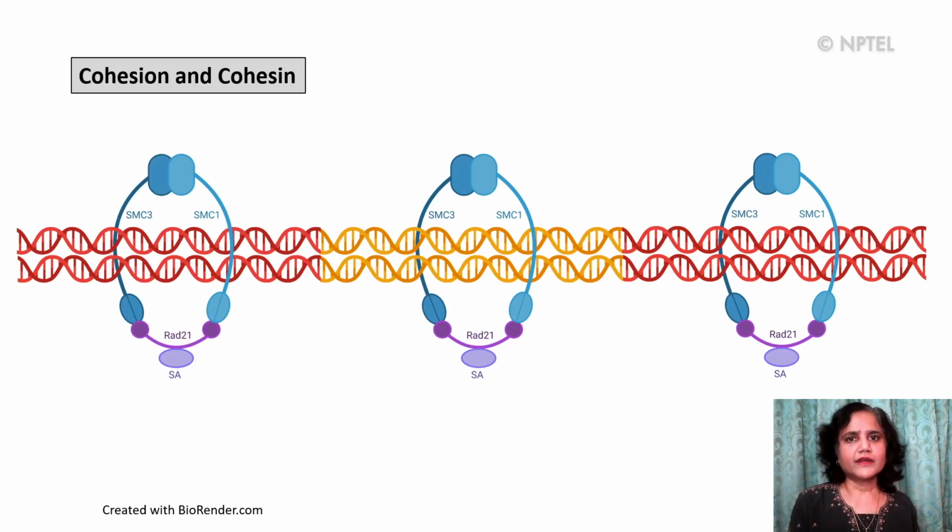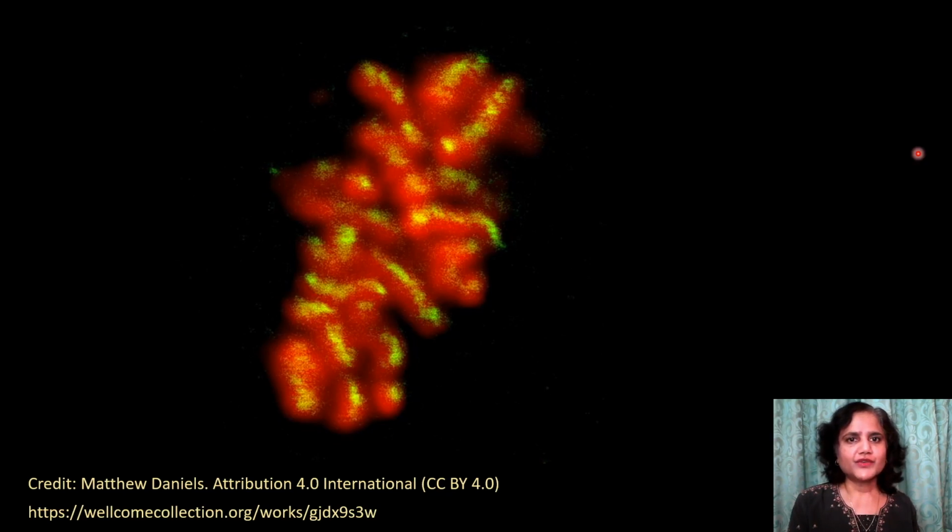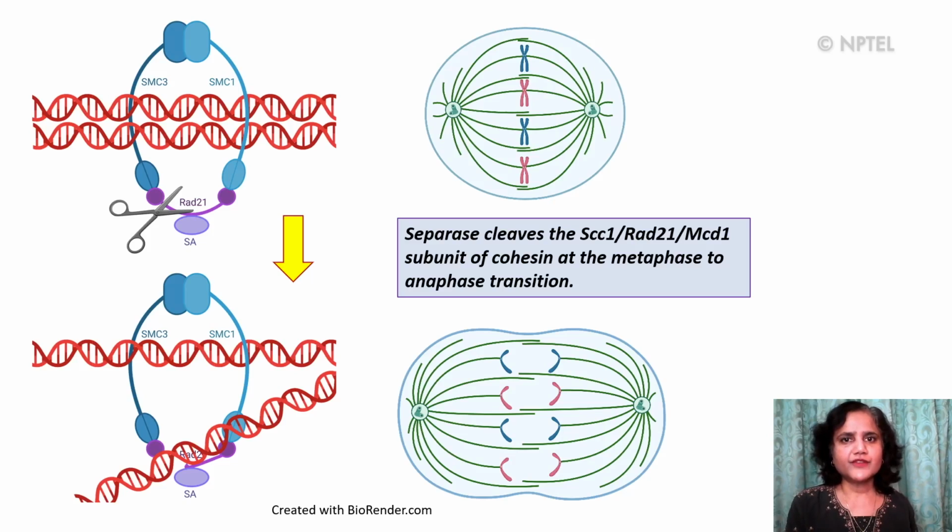It's currently thought that the cohesin ring encircles two DNA molecules to bring about cohesion, as is shown here. We'll talk more about it in future lectures. This image shows the staining of chromosomes for cohesin in yellow. You can see it shows an axial staining pattern, and condensin also shows a similar staining pattern. The mechanism of dissolution of cohesion at the metaphase to anaphase transition is shown here.